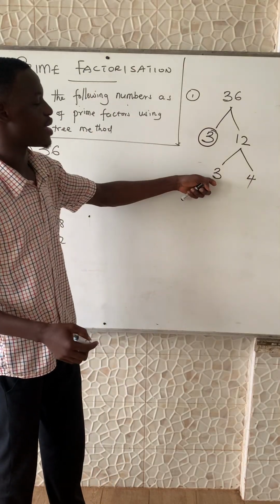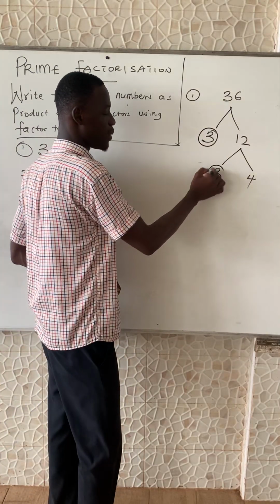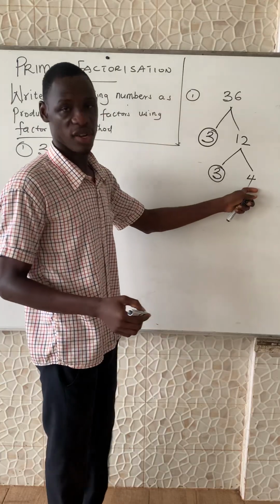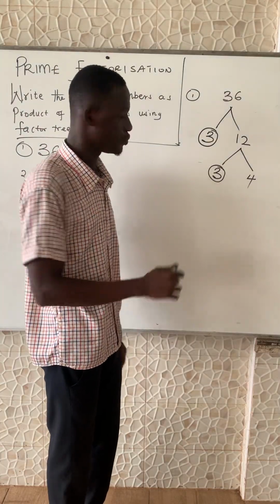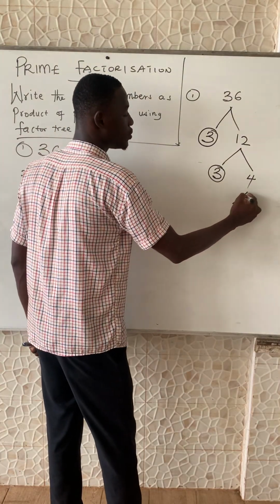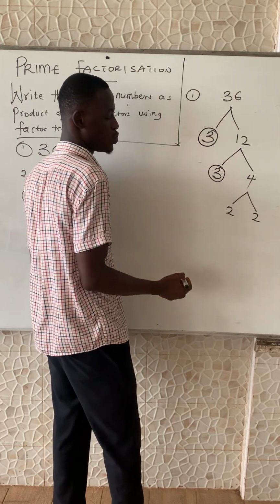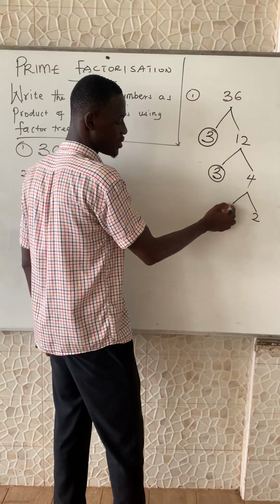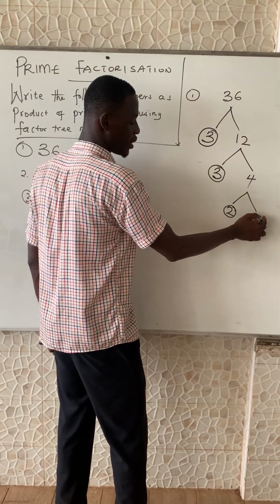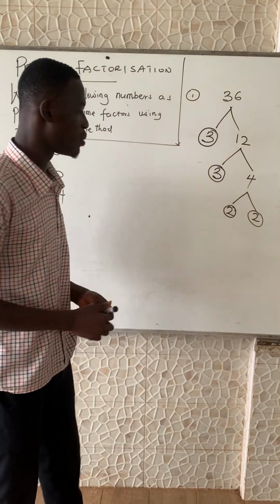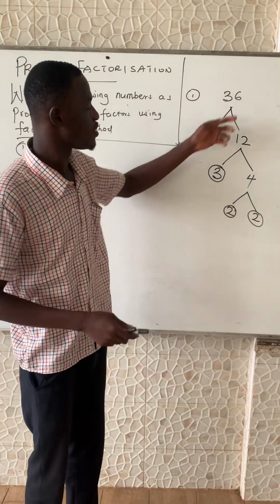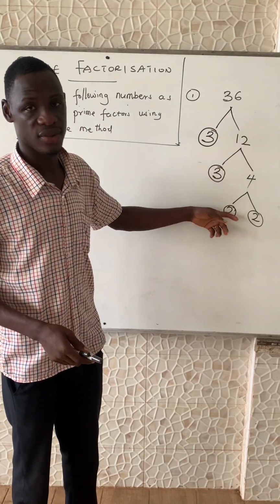And from this, 3 is a prime number, so you circle it up. 4 is not a prime number, so we break it down. So breaking 4 down will give us 2 times 2. Now 2 is a prime number, so we circle it up. 2 is a prime number, so we circle it too. So we'll be able to dissolve 36 into prime factors.